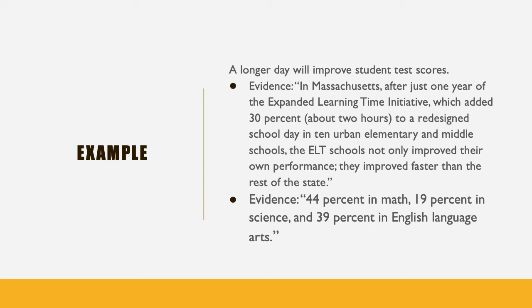So here they are. My first piece of evidence. In Massachusetts, after just 1 year of the Expanded Learning Time Initiative, which added 30%, about 2 hours, to a redesigned school day in 10 urban elementary and middle schools, the ELT schools not only improved their own performance, they improved faster than the rest of the state. My second piece of evidence is 44% in math, 19% in science, and 39% in English language arts.